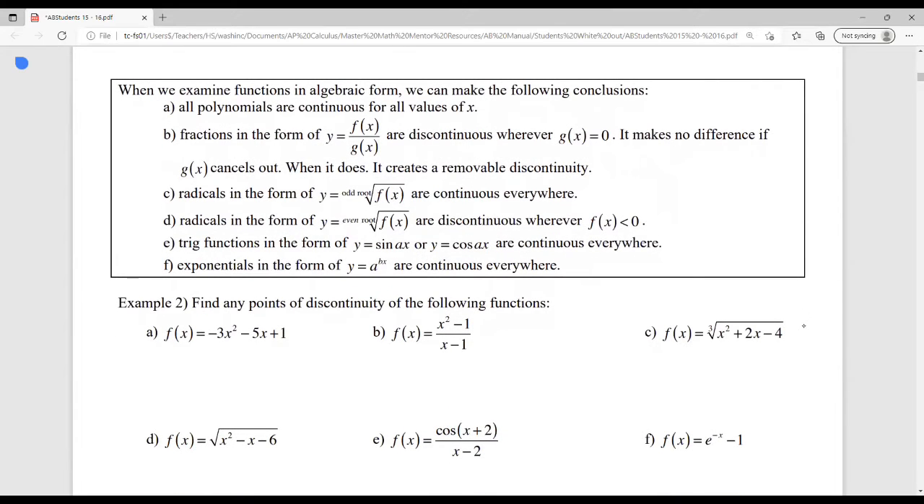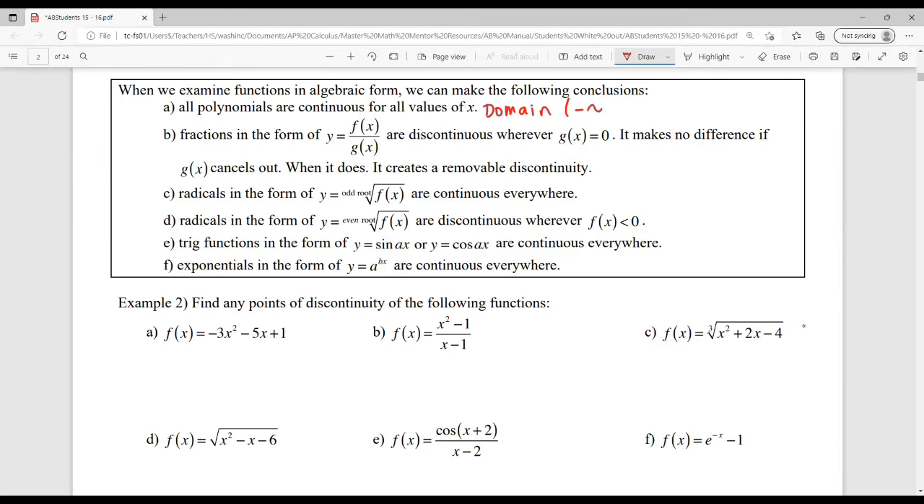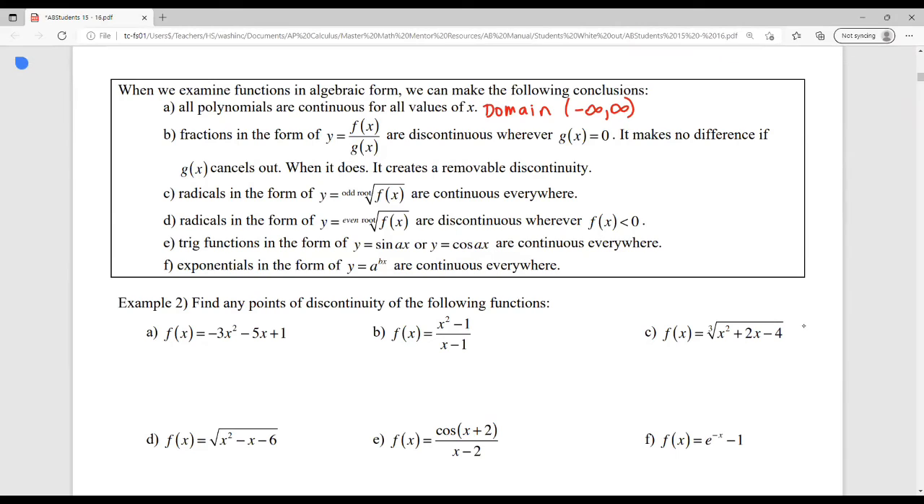So here's a table. They just tell us some things about algebraic form. We can make the following conclusions. All polynomials are continuous for all values of x. The reason for that is that the domain for a polynomial is -infinity to infinity. You can plug any number in for x and get a number back out. So it's going to be continuous.